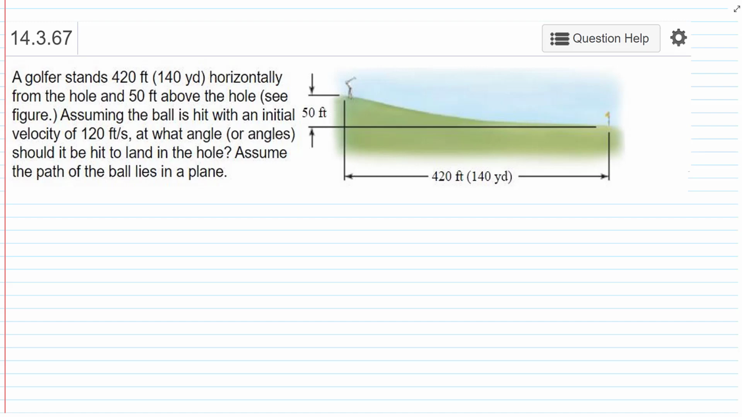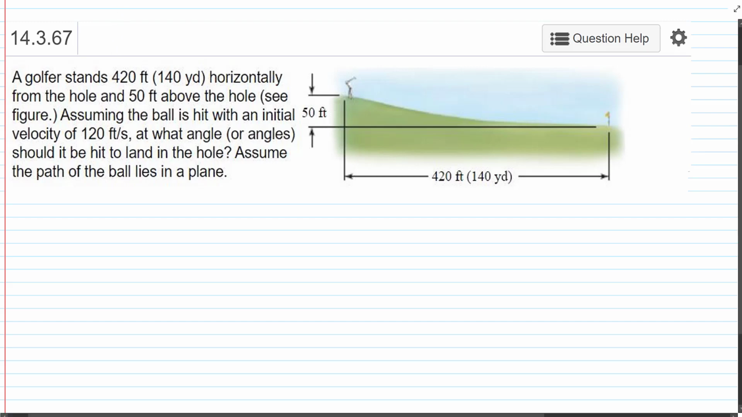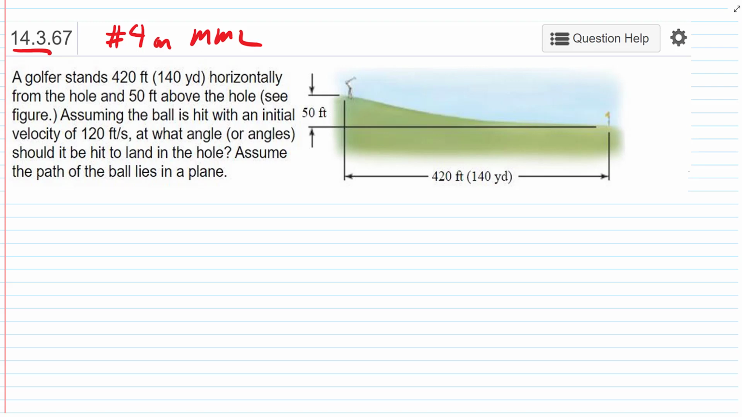Howdy folks, I've had a couple of questions about this. This is number four on the My Math Lab for section 14.3. This problem is a little bit tedious for a couple of reasons. One, it's going to require a very specific substitution if you want to even numerically come up with the answer quickly.